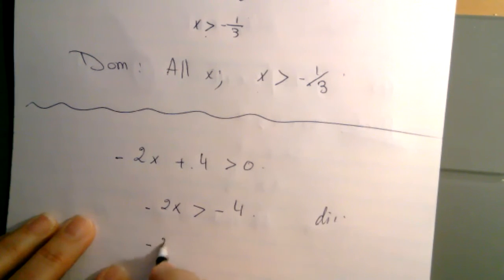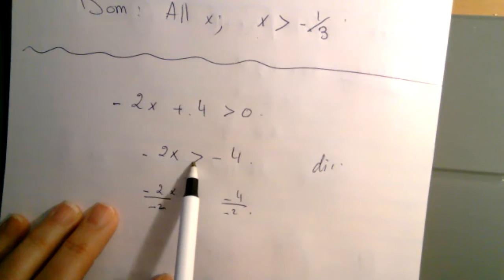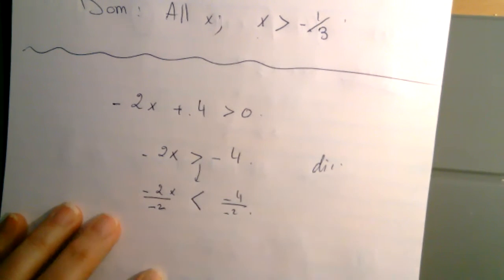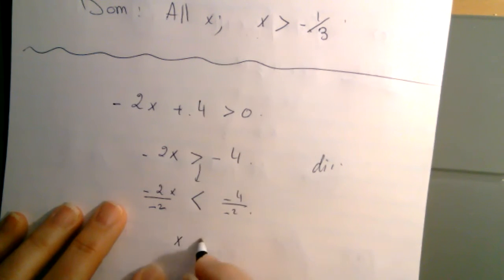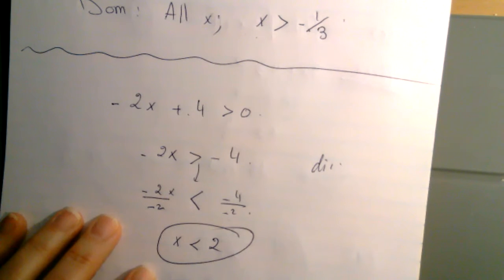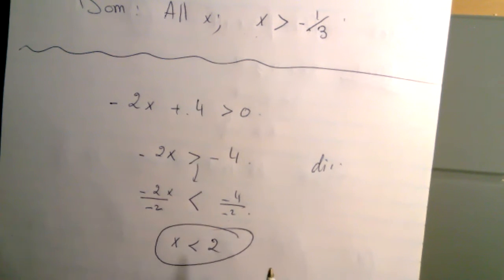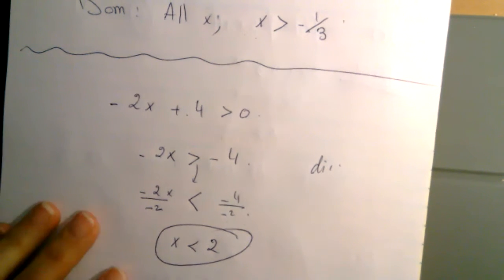So you want to divide this by -2 and this by -2. But what will happen if you have an inequality and you divide by -2? You have to reverse the inequality. It's going to give you x has to be -4 over -2, so x less than 2. So if you have an inequality and you divide by a negative number, you have to reverse it. That's the only thing that you have to watch for.